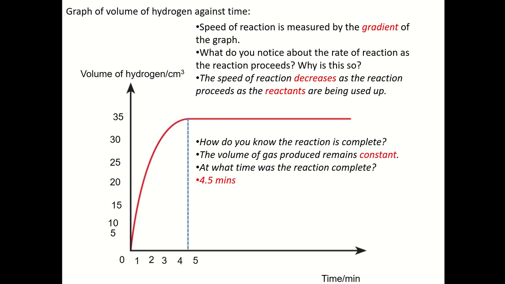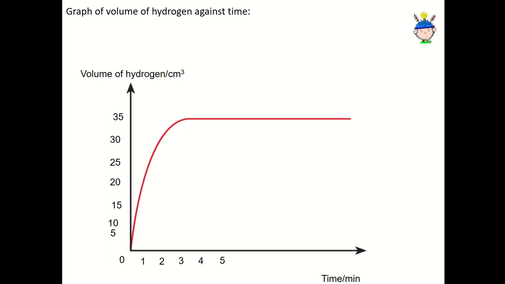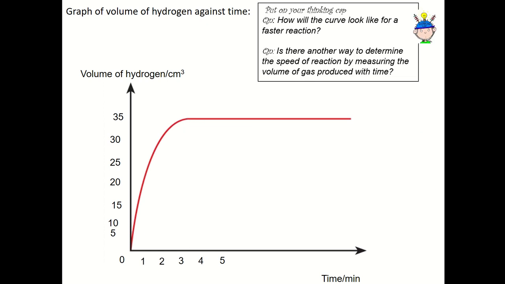Similarly, you can also predict how the graph or the curve looks when you have a faster reaction. Let me give you a bit of time. You can do a sketch on your own notes first. How do you think the graph will look if you have a faster reaction?